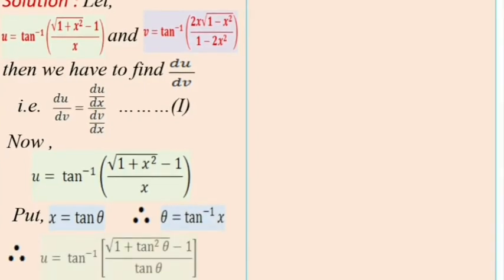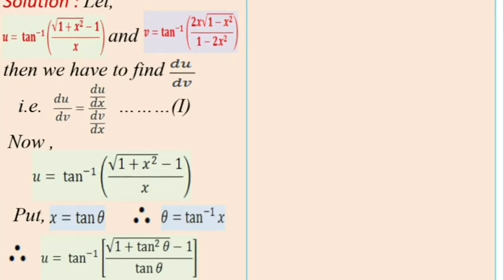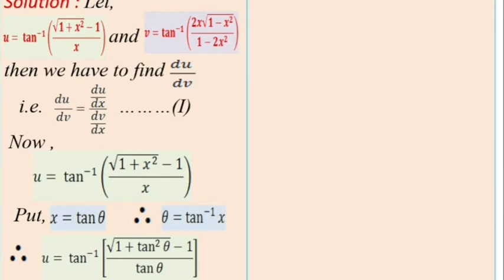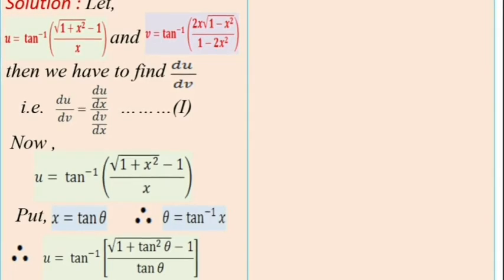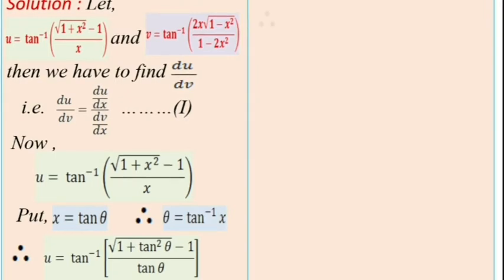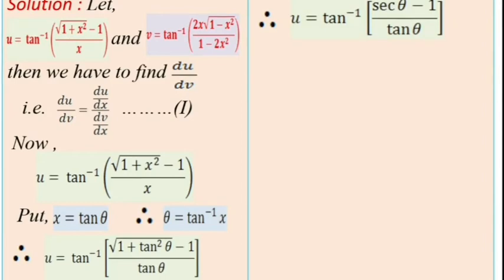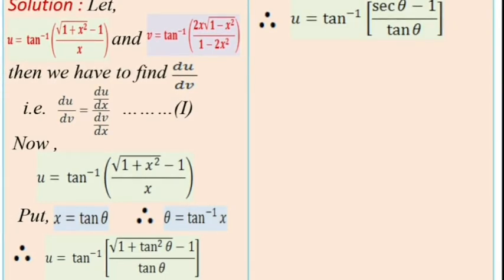Therefore u equal to tan inverse of (root of 1 plus tan square theta minus 1) upon tan theta. Again here in the bracket root of 1 plus tan square theta, 1 plus tan square theta is sec square theta, and root of sec square theta is nothing but sec theta. Therefore we can get, simplifying, u equal to tan inverse of (sec theta minus 1) upon tan theta.